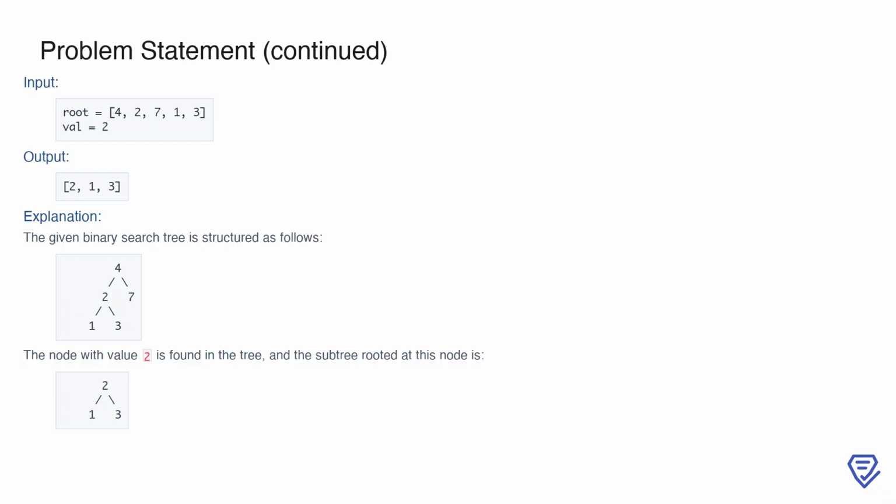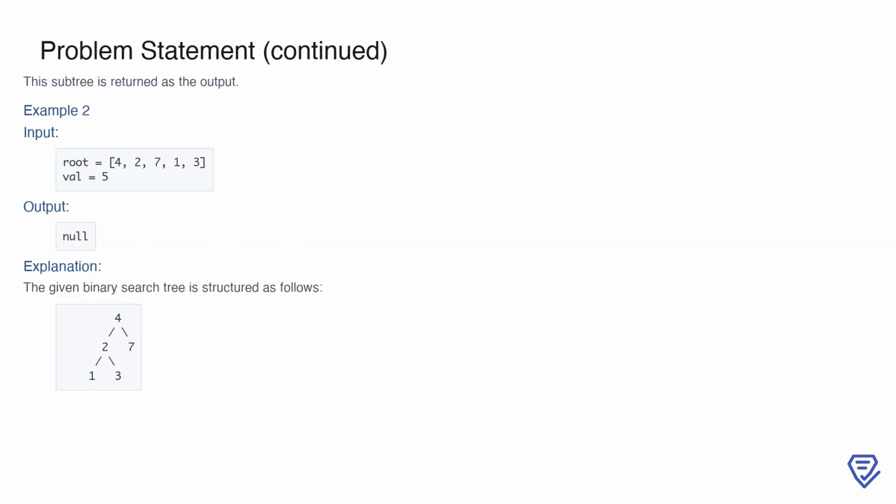When we search for the node with value 2, we find it in the tree. The subtree rooted at this node consists of the node 2 along with its left and right children, which are 1 and 3. This subtree, represented as 2, 1, 3, is returned as the output.